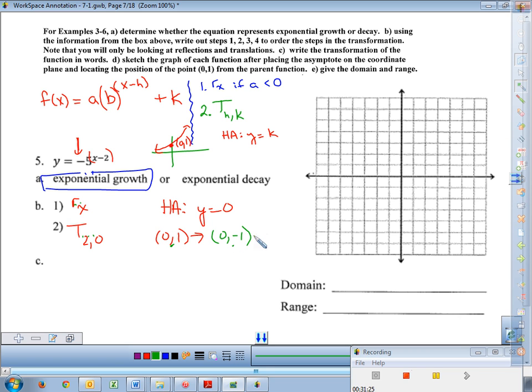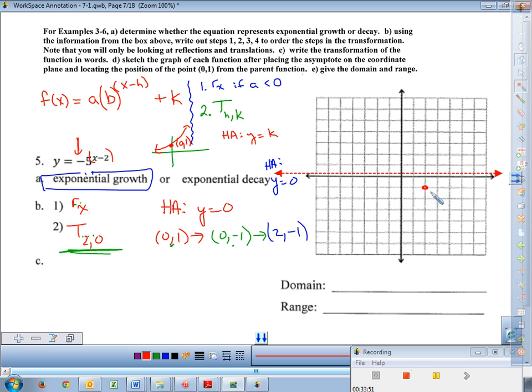This normal point moved here. Then it moved with this. It moved 2 units right and nothing up. So where would he go to? 2, negative 1. Cool? Asymptote, point. There's my asymptote, and I now need to go to the point 2, negative 1.